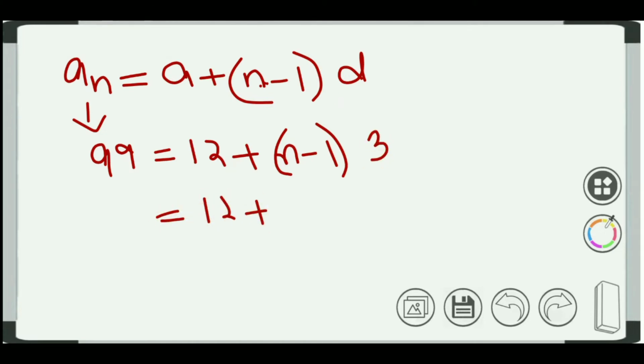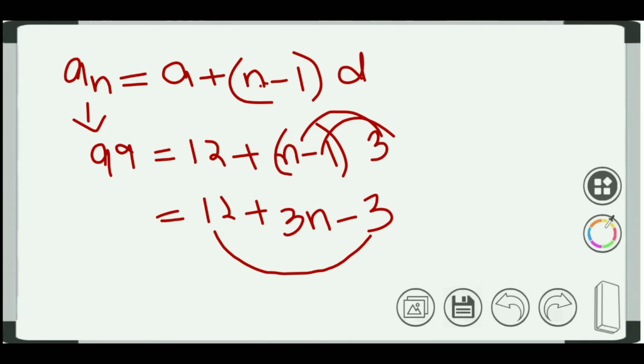12 plus 3 into n, 3n. 3 into minus 1, minus 3. Okay, 12 minus 3. What is 12 minus 3? 9. 9 plus 3n equal to 99. Fine.